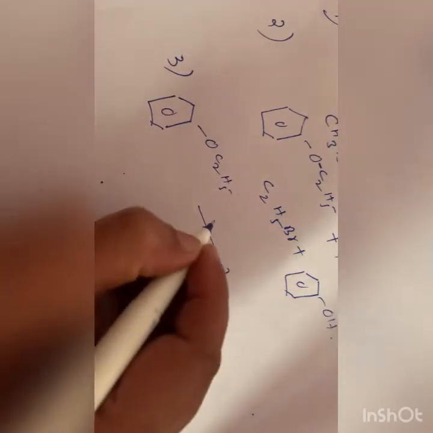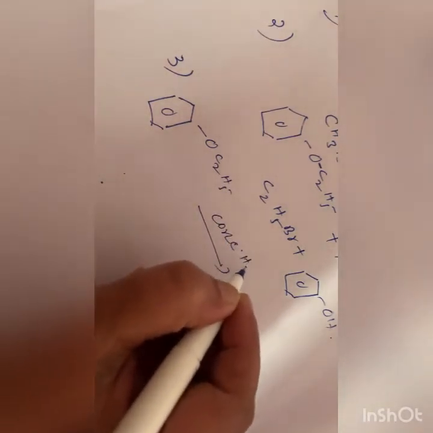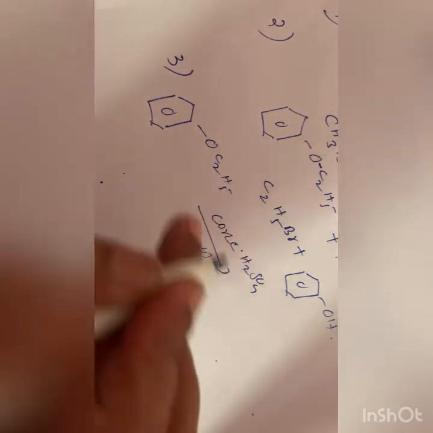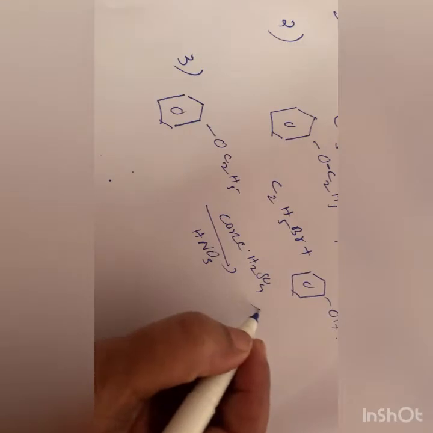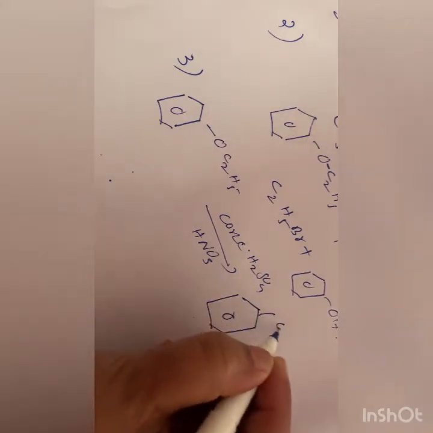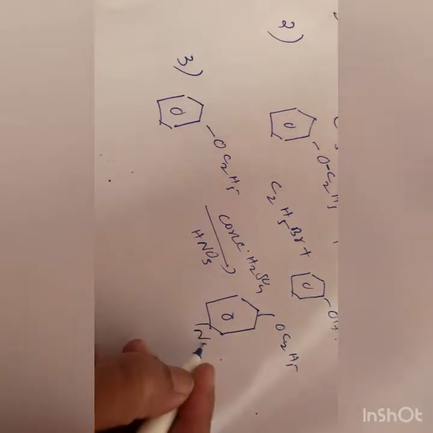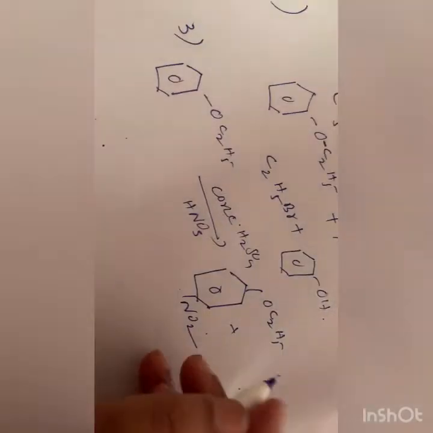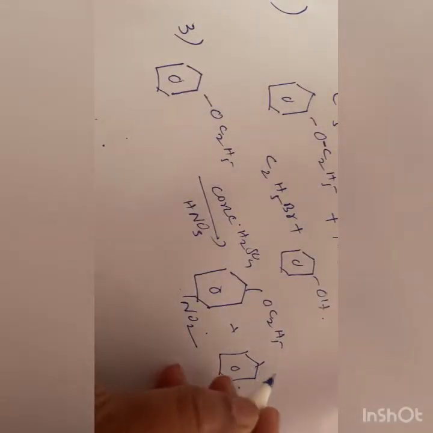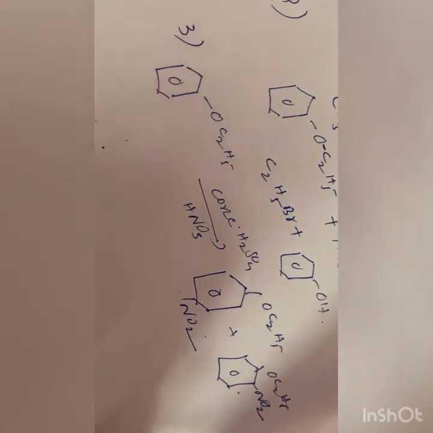Now third one, next one is again an ether, benzene with OC2H5. They are treating with concentrated H2SO4 and concentrated HNO3. We know that this is the nitrating mixture. NO2 group will substitute on the benzene, and here OC2H5 is an ortho para directing group. So NO2 can attach at the ortho position, and para will be the major one. This is para NO2, and ortho also can form, with OC2H5 in the first position and NO2 ortho to it, and we know that para is the major product of this.